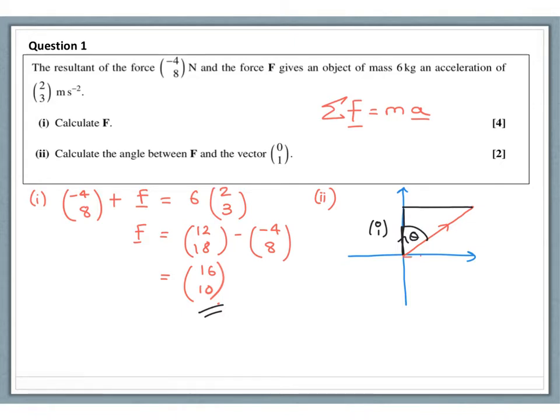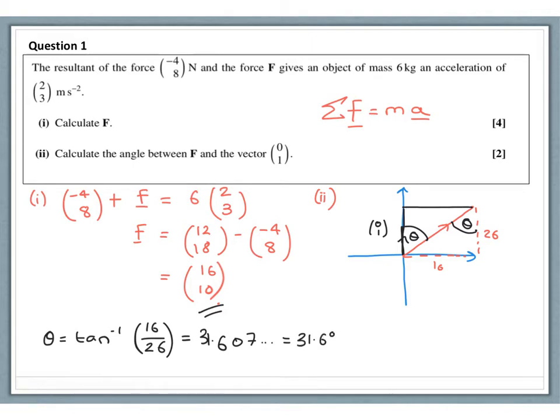Now, our red vector there, 16 units along, 26 units up. We can use alternate angles to make it clear that this angle is also equal to angle theta. So theta is equal to inverse tan of 16 over 26, which is equal to 31.607, or 31.6 degrees to 1 decimal place.